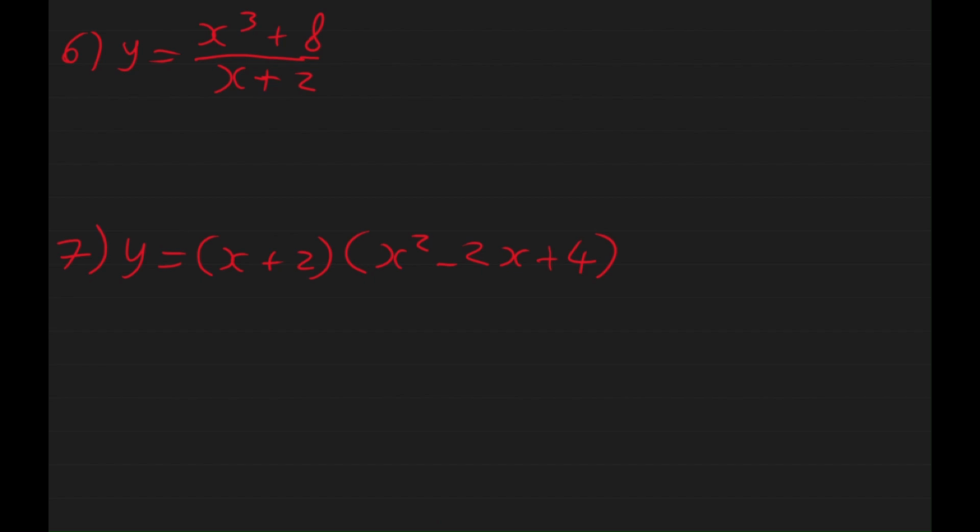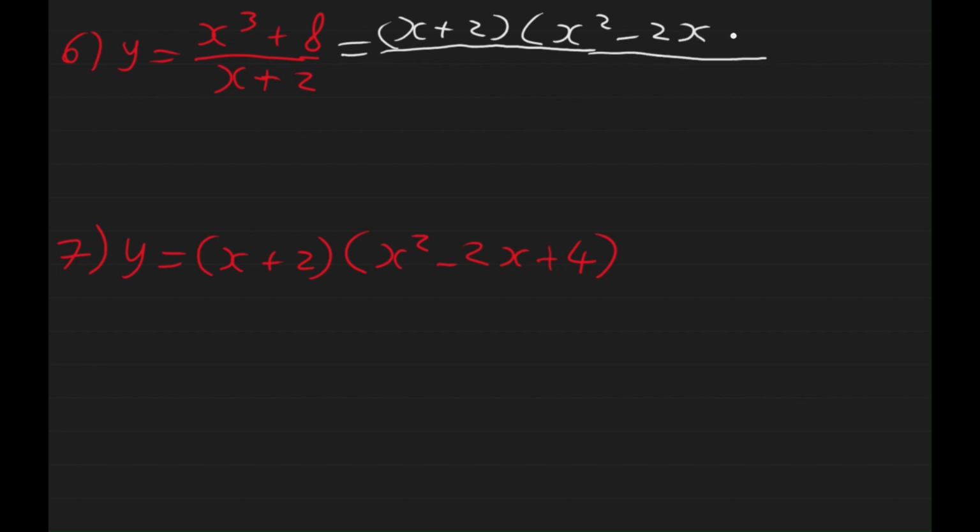Okay, now for question 6. It just looks like a normal division, but it can be even simpler. If you look at x power 3 plus 8, you can write it as x plus 2 multiplied by x power 2 minus 2x plus 4. And how to do that? This is x power 3, right? Plus 8. And do the third root for both. So it's x, and 8 is just 2.